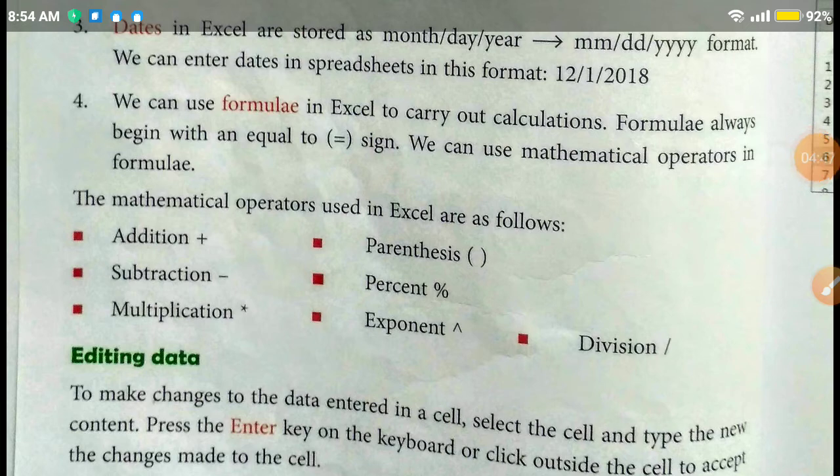Next one is 4. We can use formula in Excel to carry out calculations. Formula always begins with an equal sign. Remember, we can use mathematical operators in our formula. The mathematical operators used in Excel are as follows: addition, subtraction, multiplication, parenthesis, percent, exponent, and division.